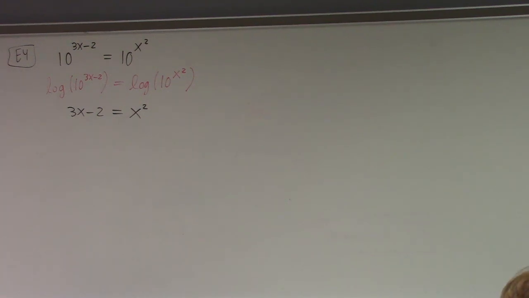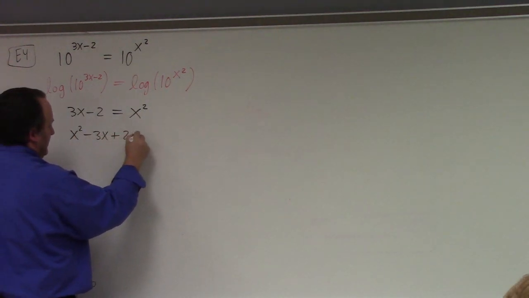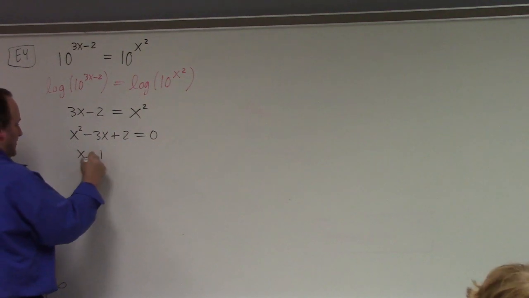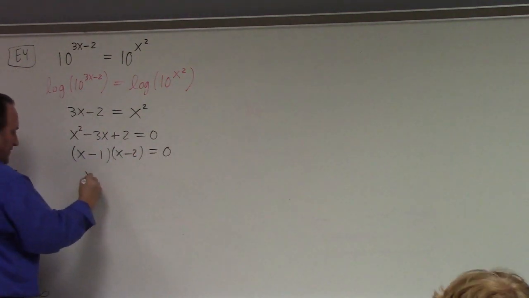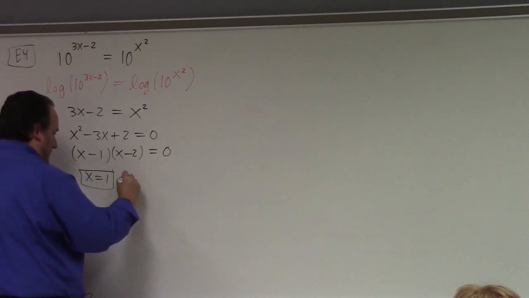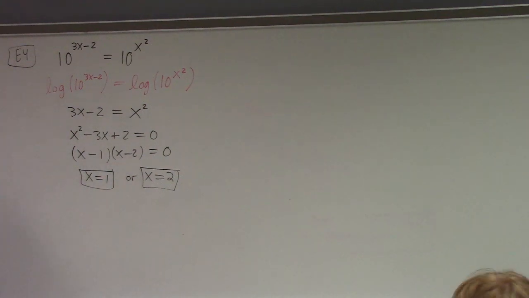And then we can solve it. We've got x squared minus 3x plus 2 equals 0, which is x minus 1 times x minus 2 equals 0, which gives us solutions x equals 1 or x equals 2. So that's not bad, right?